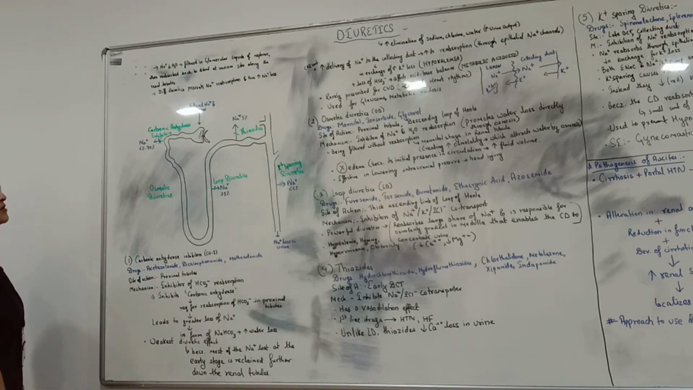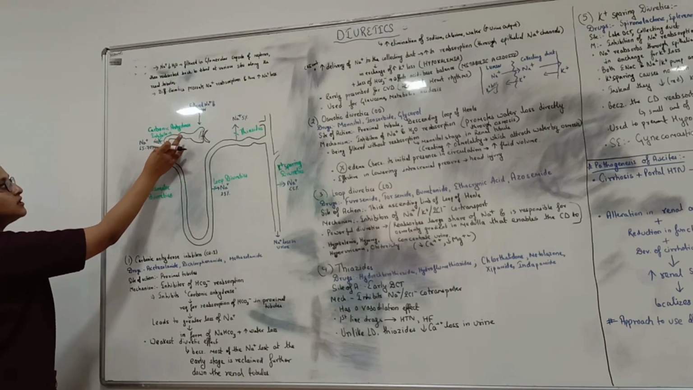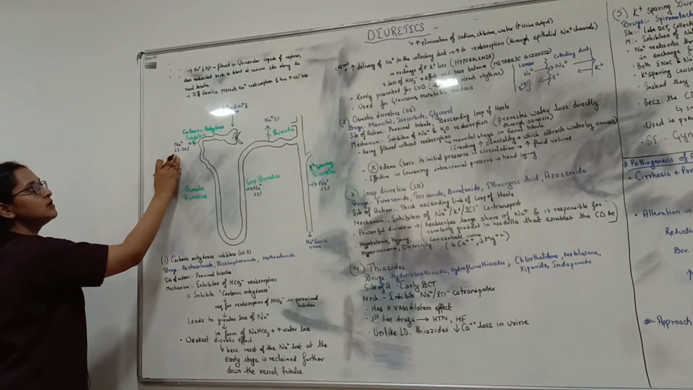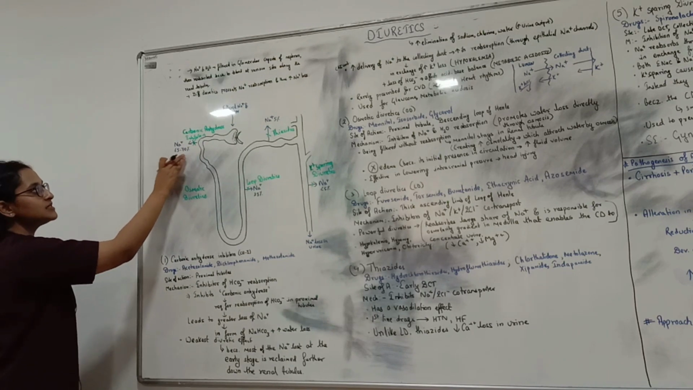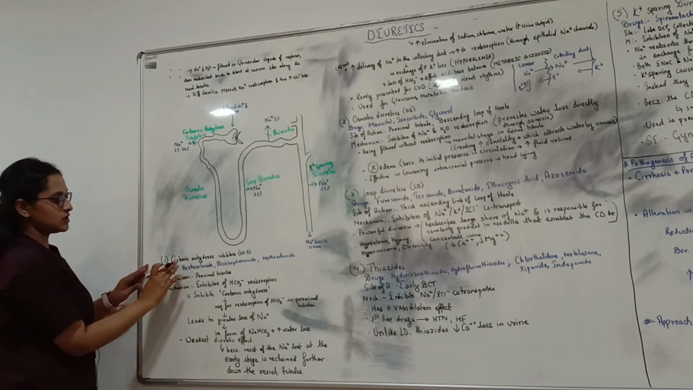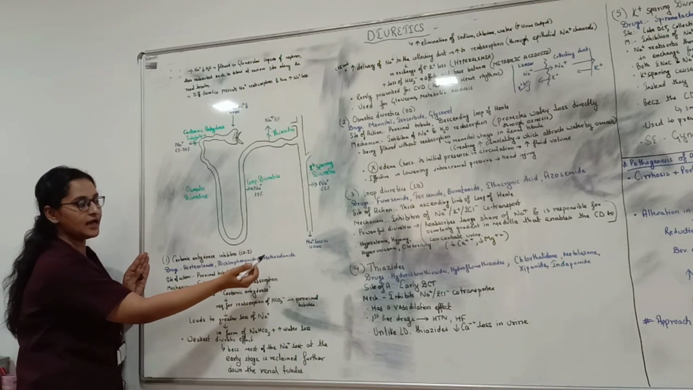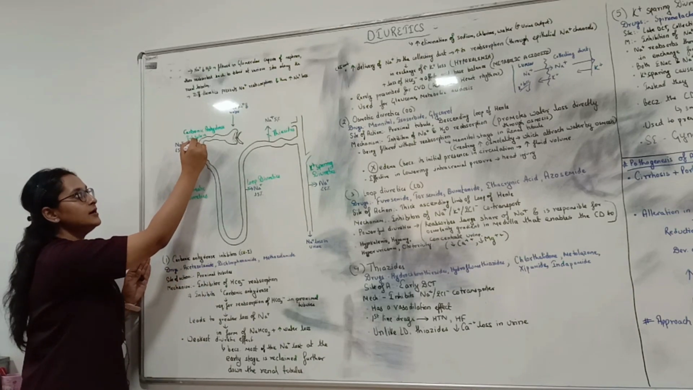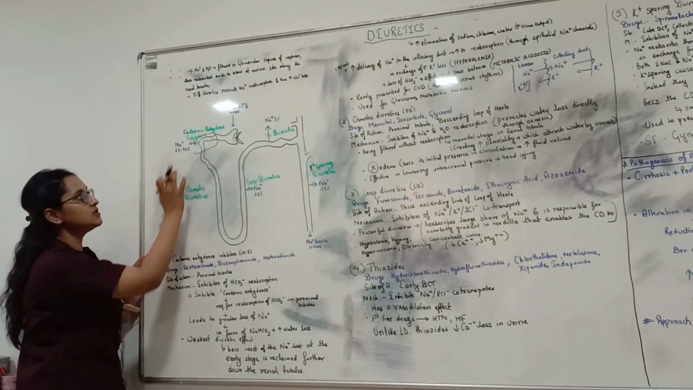Okay, so let's start with carbonic anhydrase inhibitors. This part is the early proximal tubule, which reabsorbs around 65 to 70% of the sodium. The carbonic anhydrase inhibitors act in the proximal tubule. The drugs included are acetazolamide, dichlorphenamide and methazolamide, and there are more. The site of action is the proximal tubule, the early proximal tubule, this part.